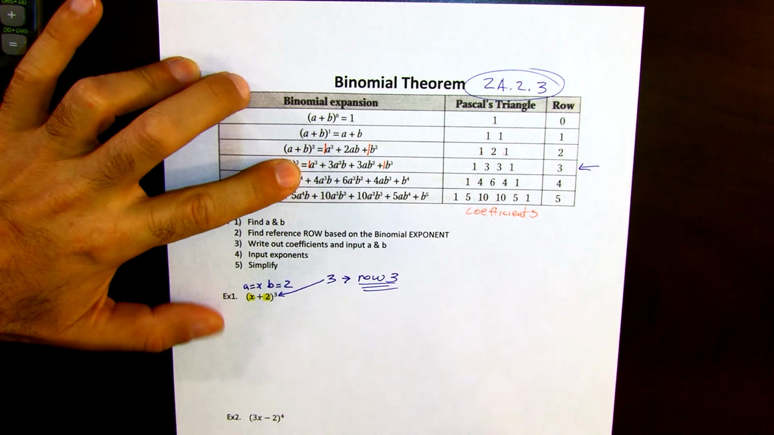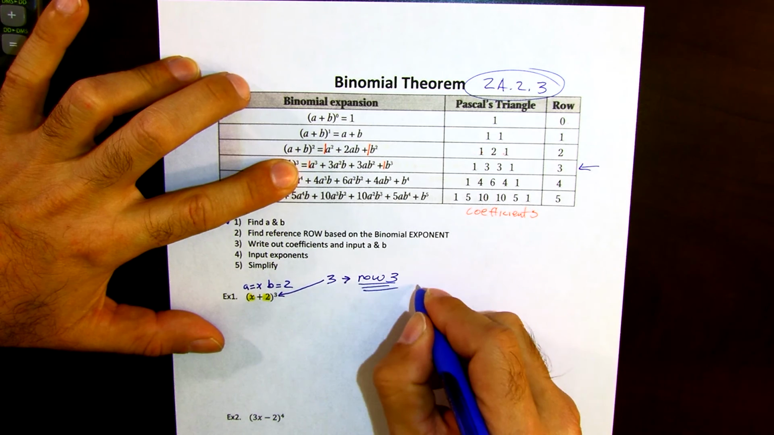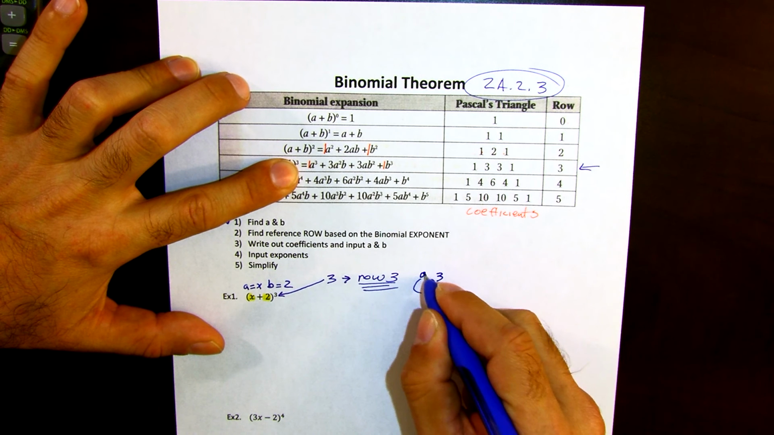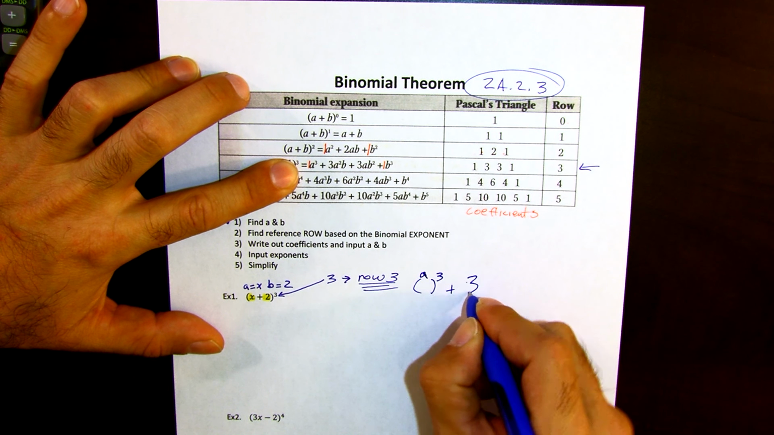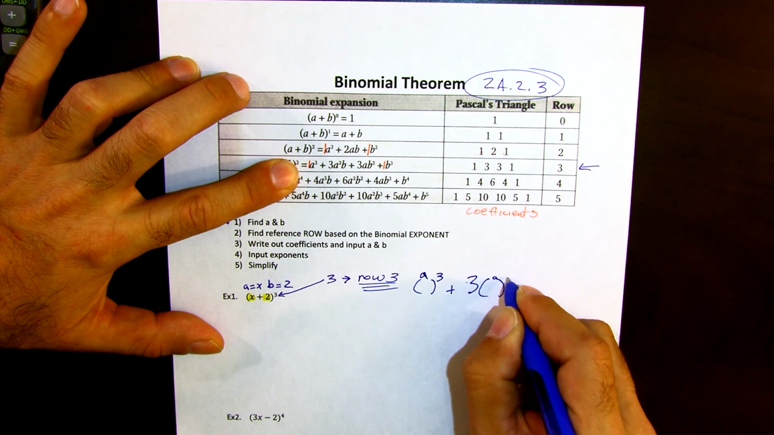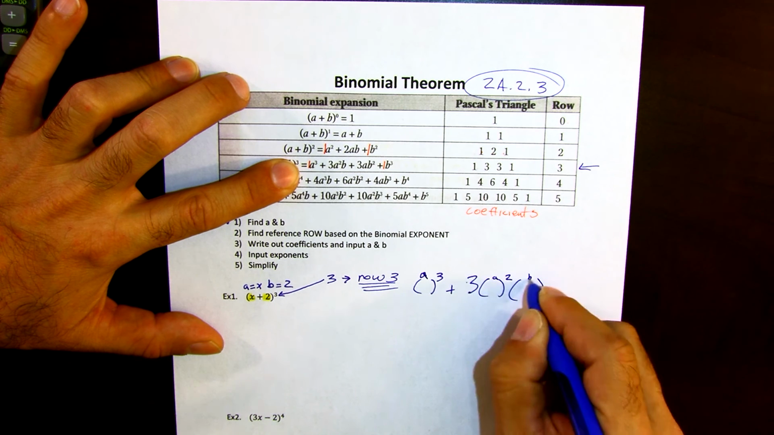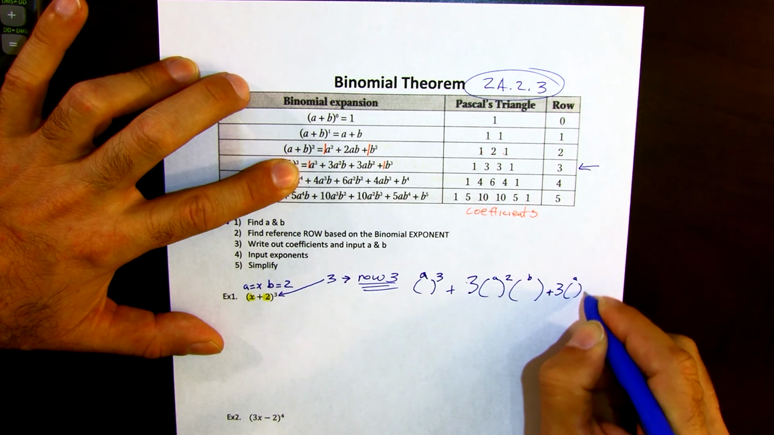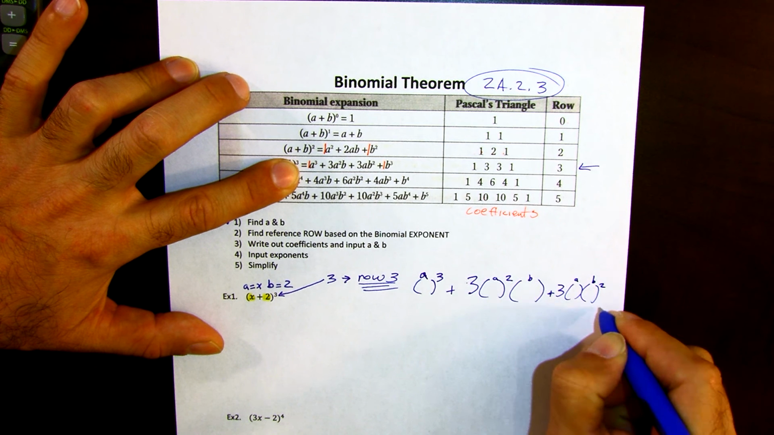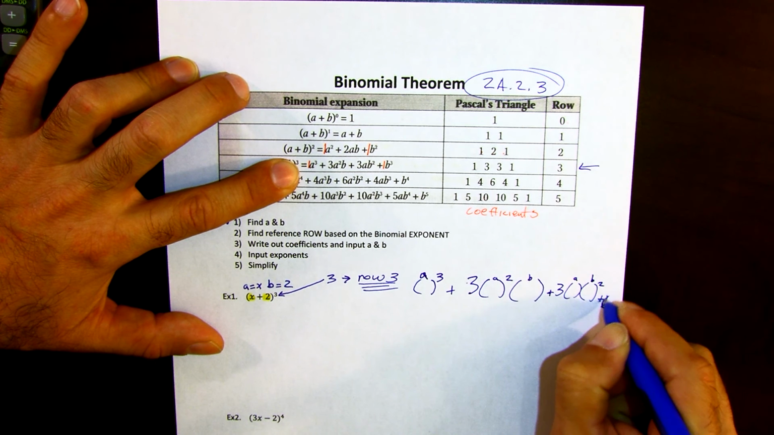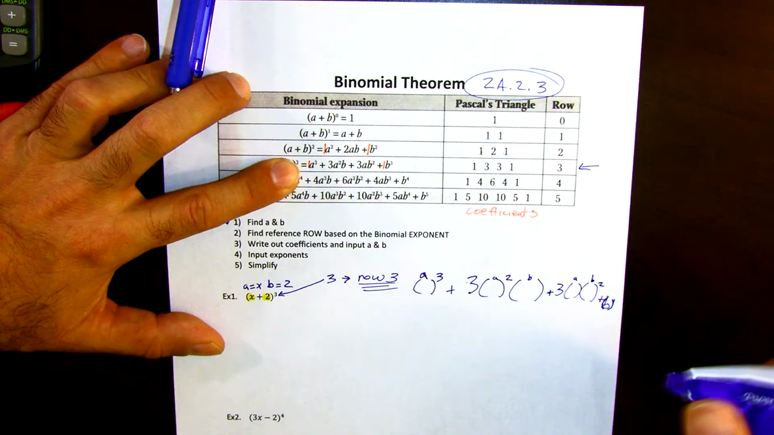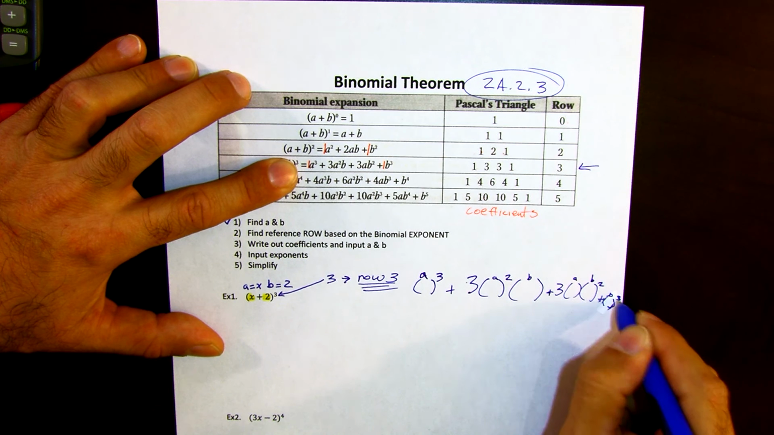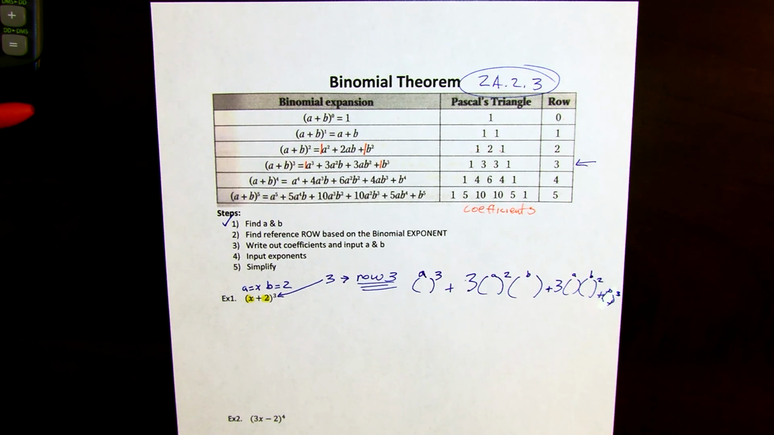So I want you to carefully look at row 3. We're going to leave a parenthesis for the A. This is going to be A to the third plus 3A squared times B plus 3A B squared plus B to the third. Okay, you could write it much better than that, please.